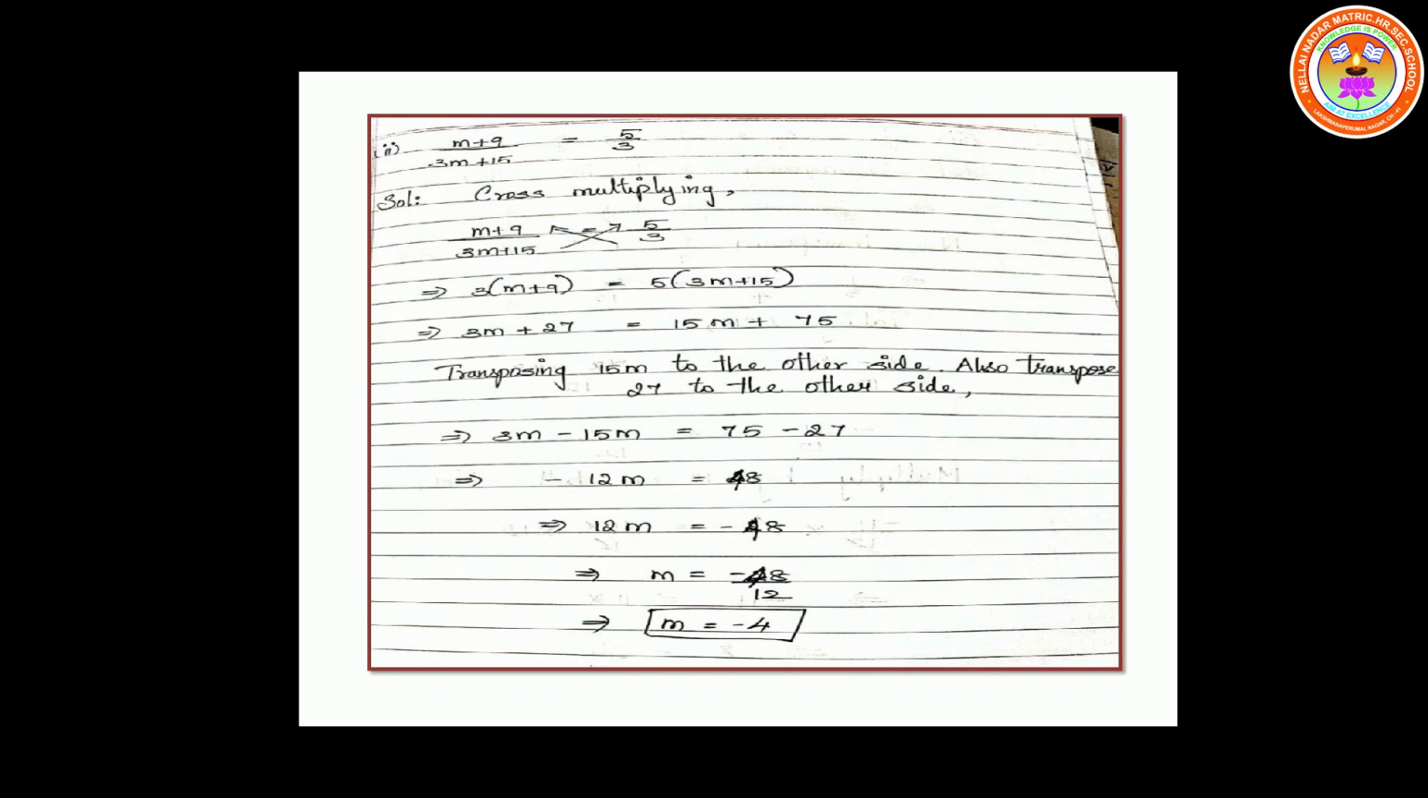Next step, I am going to multiply both the sides by the minus symbol. So minus into minus becomes plus, that becomes plus 12m. On my right hand side, minus into plus becomes minus 48. Now transpose 12 to the other side, so it becomes minus 48 by 12. Therefore the value of m is equal to minus 4.